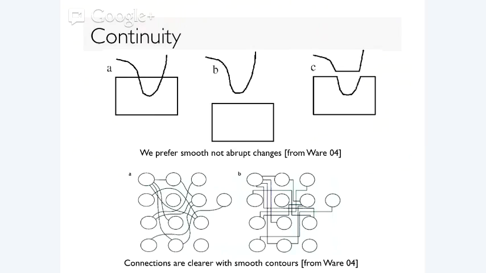All right. The law of continuity says that smooth continuity is preferred to abrupt changes of direction. And that means that this figure we're more likely to interpret as a squiggly line over a rectangle rather than these two figures. It also means that if you have node link diagrams, it is easier to follow connectivity if you have smooth contours, smooth links between them, rather than Manhattan routing with right angles. Because it's hard for us to follow the continuity of a single line when you have abrupt changes of direction.